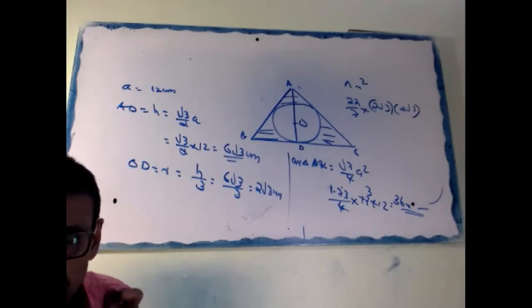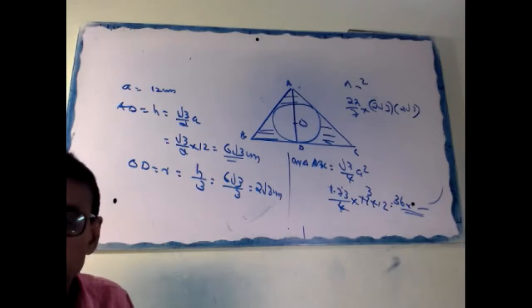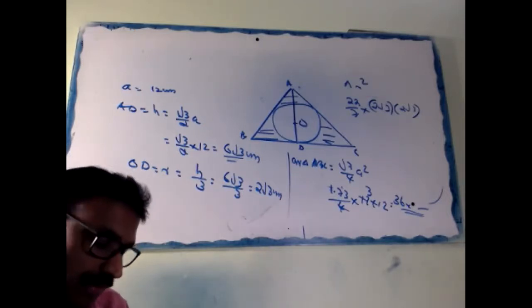Find out that. Area of circle. Radius is 2 root 3. Subtract, we get the answer. Okay. Try now.